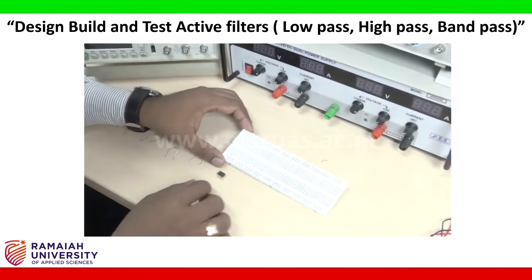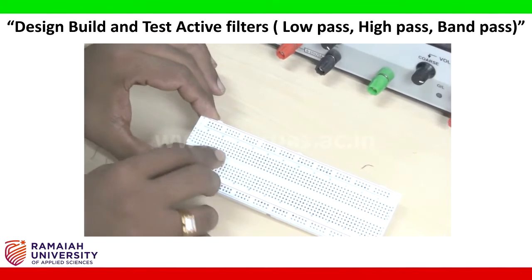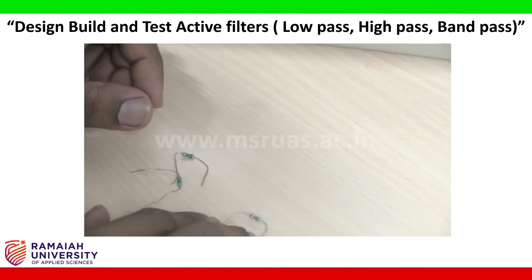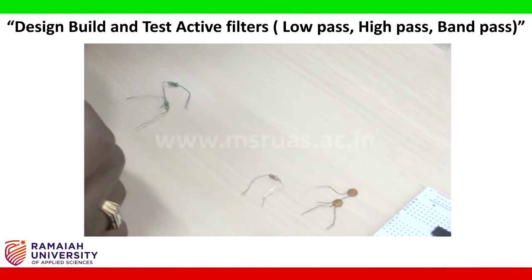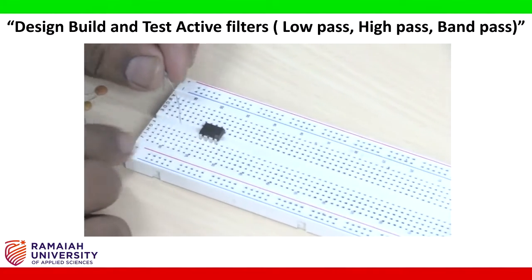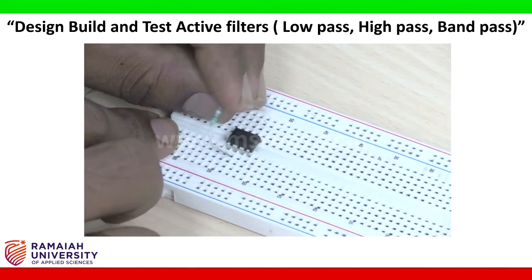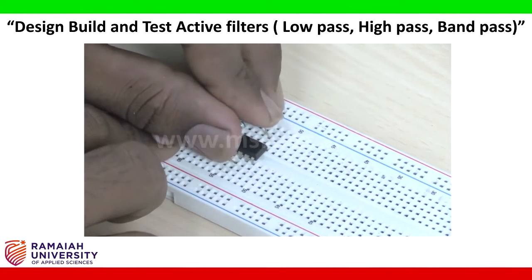I am taking the circuit board and I place the IC 741 on the circuit board. I am taking the 5.6 kilo ohm resistor and I place this as the feedback between pin number 2 and pin number 6. So this is pin number 1 and 2, this is pin number 2, pin number 6, this is 5 and 6, this is pin number 6. I made this as a feedback.